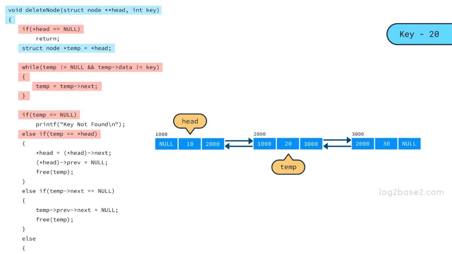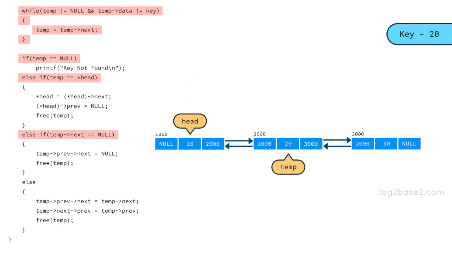Now check if it is the last node, and for the last node, its next will be equal to null. So write if temp next equal to null, but it also fails here. So we have the else part for the intermediate node case. Here, we first remove this node temp from the linked list.